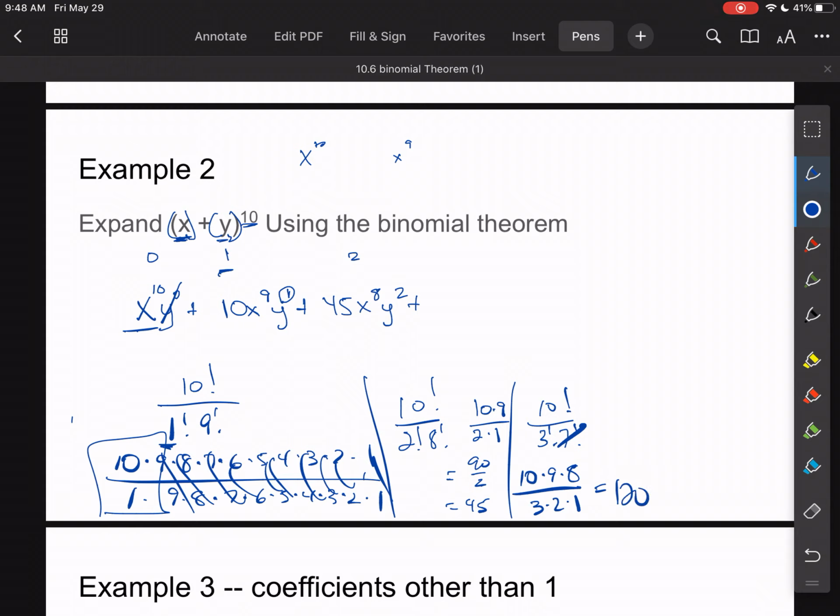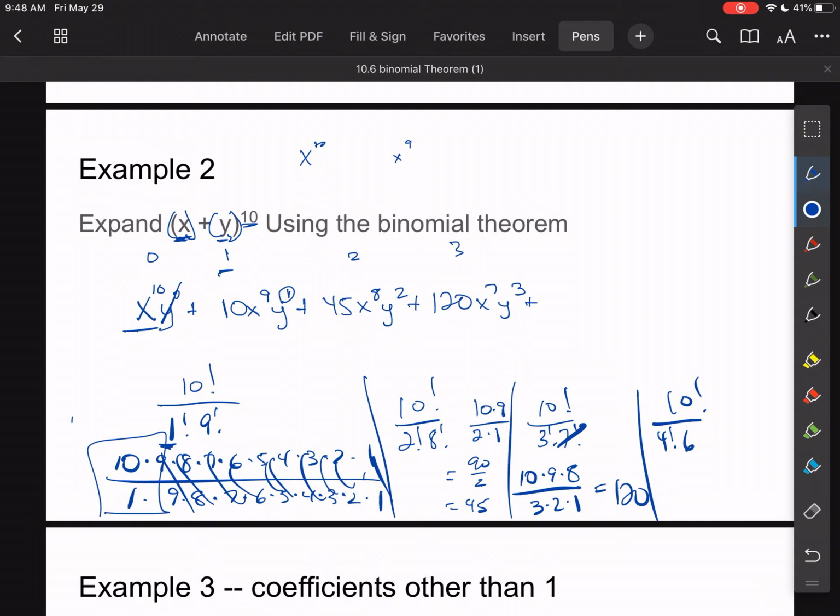Okay, so you have 120 x to the 7th y to the 3rd. Then you move on to the next one. The next one would be 10 factorial over 4 factorial. We're now done with the 3rd, and we're on the 4th round.